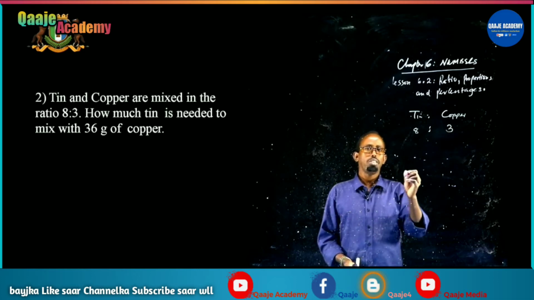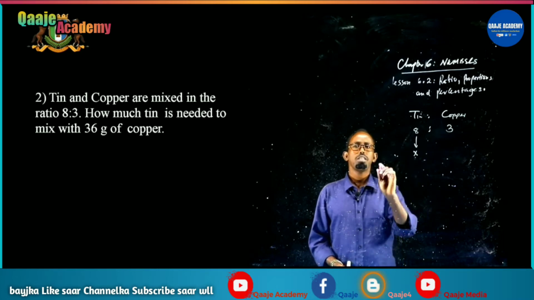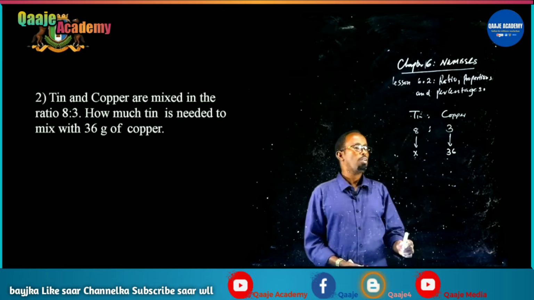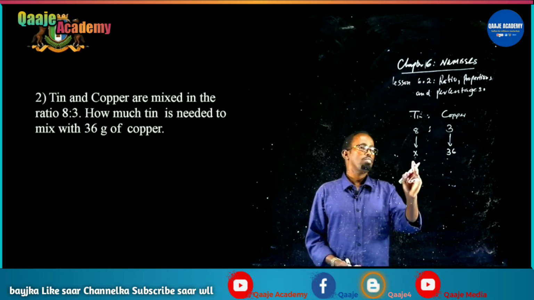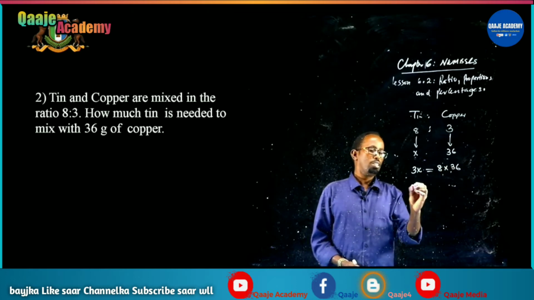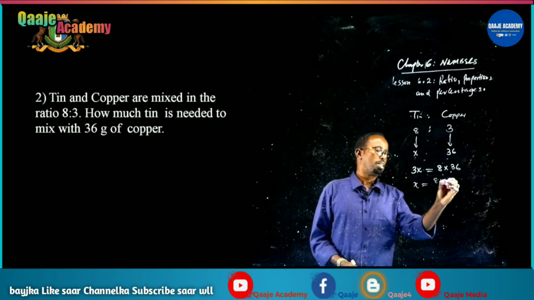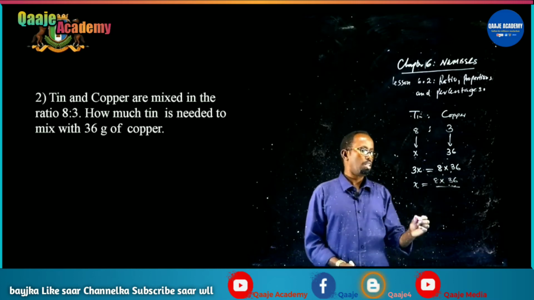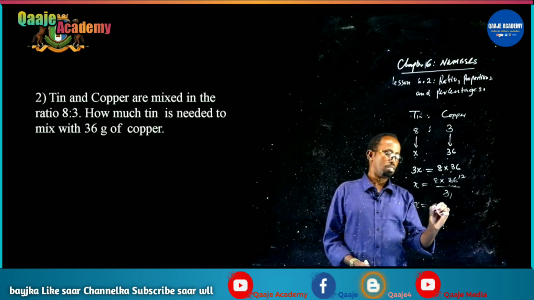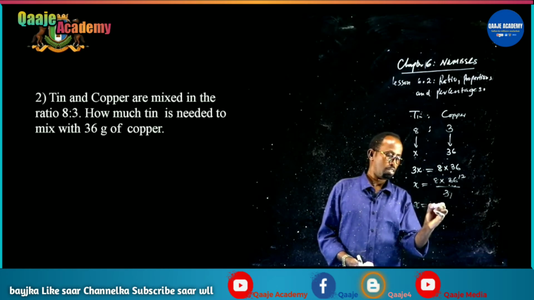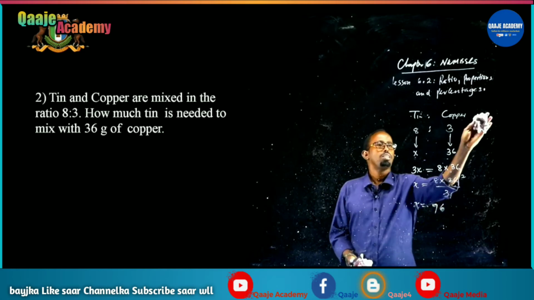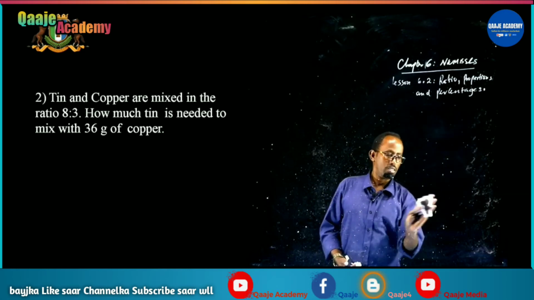You're told how much tin is needed. You don't know this one, just call it X. And for the copper, you have 36 grams. Now you're told to calculate X. I just use cross multiplication. X will be equal to 8 multiplied by 36 divided by 3. 36 divided by 3 gives 12, therefore X is equal to 96.